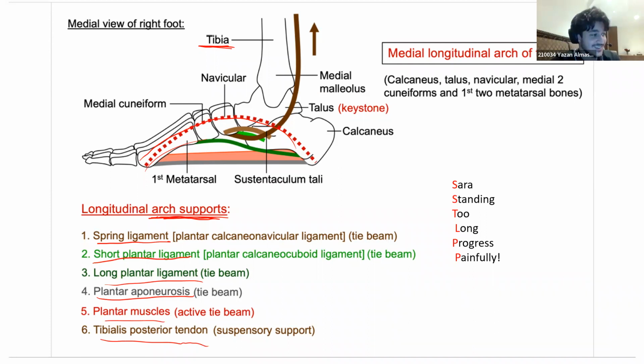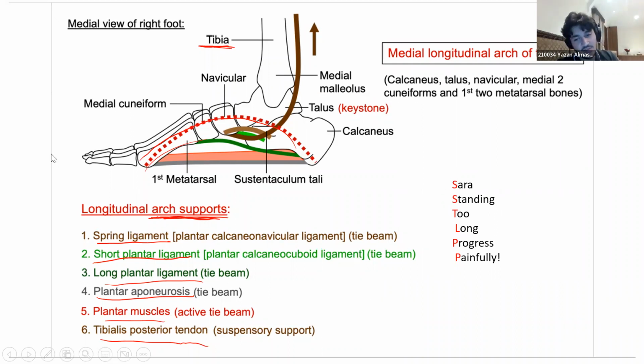Honestly, the closest thing that I could create to a mnemonic is this. Sarah standing, why am I trying to be American? Sarah standing too long progresses painfully. Why does this make sense? Because in flat foot, when you stand for too long, it's going to be painful. So remember, this is what keeps Sarah from having a painful foot. Just take each letter from the beginning, and you're going to get this.